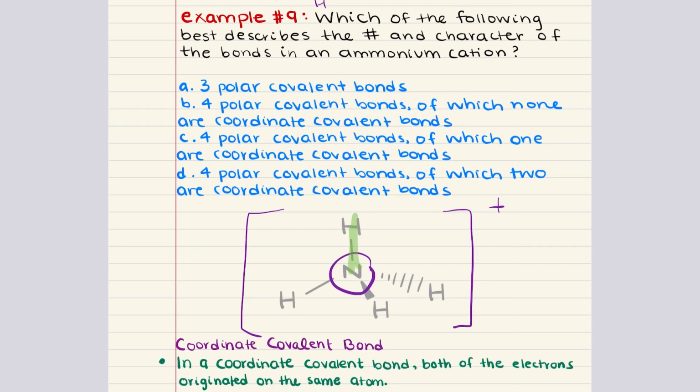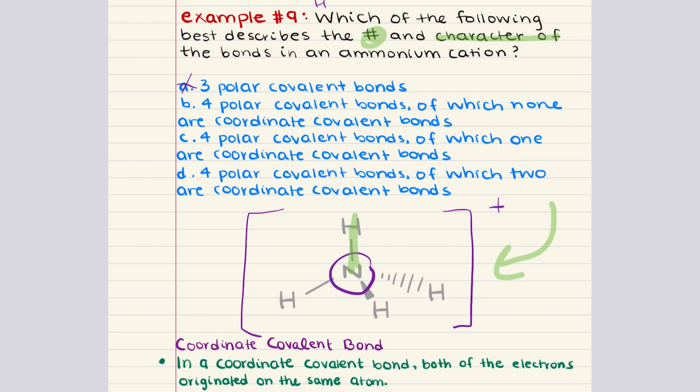A says that we have 3 polar covalent bonds. Remember, the question is asking what best describes the number and character of the bonds in this ammonium cation. A says 3 polar covalent bonds. That's not true. The ammonium ion has 4 bonds, not 3. So A is incorrect.